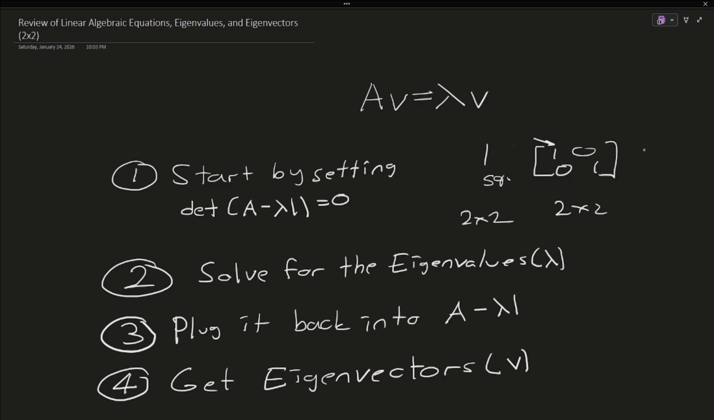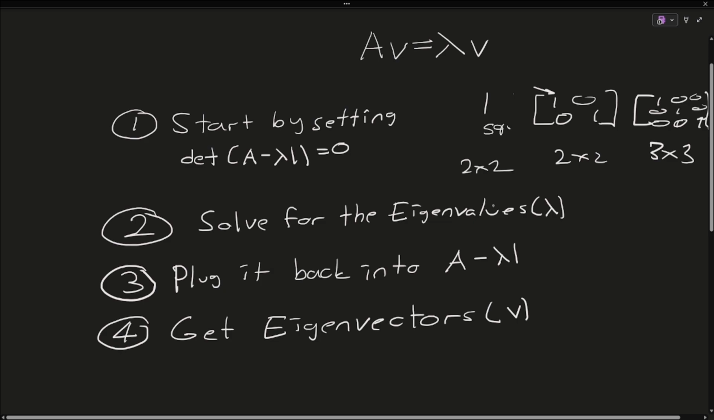So, for example, for a 3 by 3 identity matrix, you will have something like this, where you have 1 0 0, 0 1 0, and 0 0 1 for this identity matrix in R3. So this is how we use it. We start by setting the determinant of A minus lambda I equal to 0, and then we're going to solve for the eigenvalues. The eigenvalue is the lambda symbol.